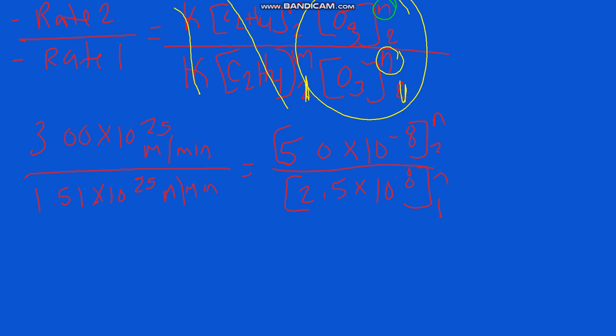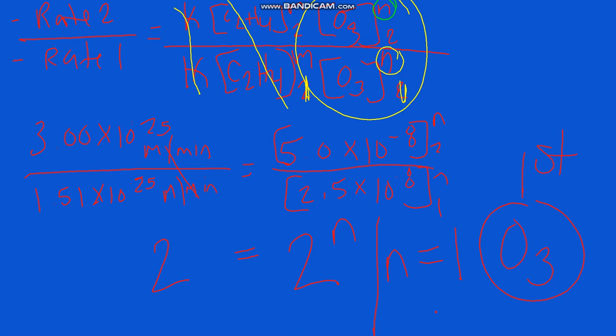Okay, and when we work this out easily, 3 divided by 1.5 is 2. Okay, our units cancel out. 5 divided by 2.5 is also 2 to the n power, right? Because we have to leave our n in, 2 to the n power. So what is n equal to? N must be equal to 1. So that means that O3 is a first order reaction.